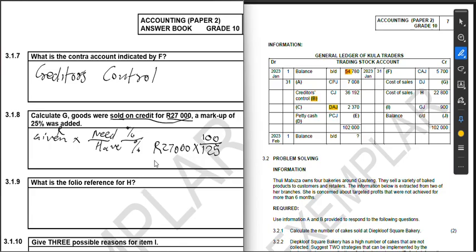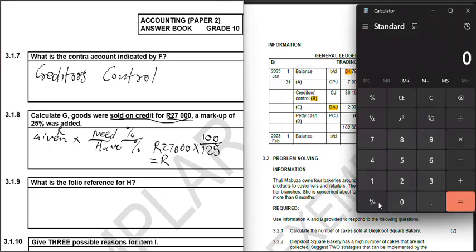So since we have this, we can get our answer. And our answer, ladies and gentlemen, is going to be calculated as such: 27,000 multiplied by 100 divided by 125. And that, ladies and gentlemen, gives us the cost price of 21,000 rand 600. This is the cost price of G. So we are done with G.